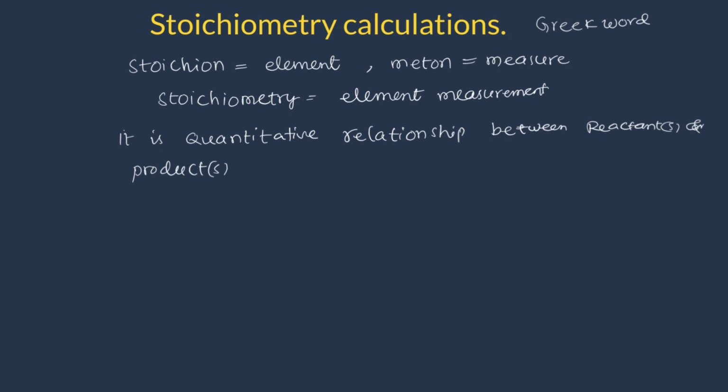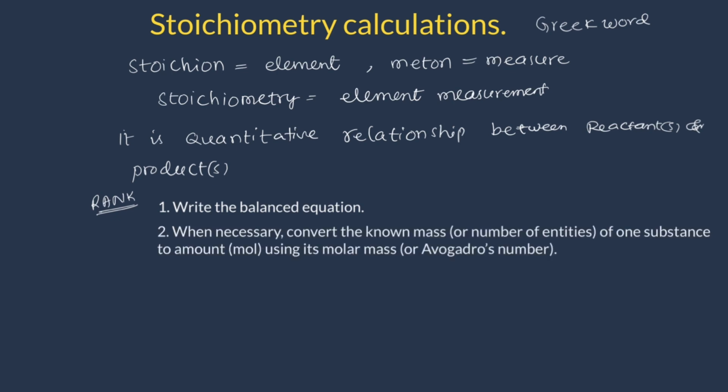Then how do we do this stoichiometry calculation? When reactant information is given, we have to calculate for the product, or when product information is given, we have to calculate about the reactant. For that I will give step by step points to calculate from the given information to the unknown information. These are tips. The first point is to write the balanced equation from the given information.